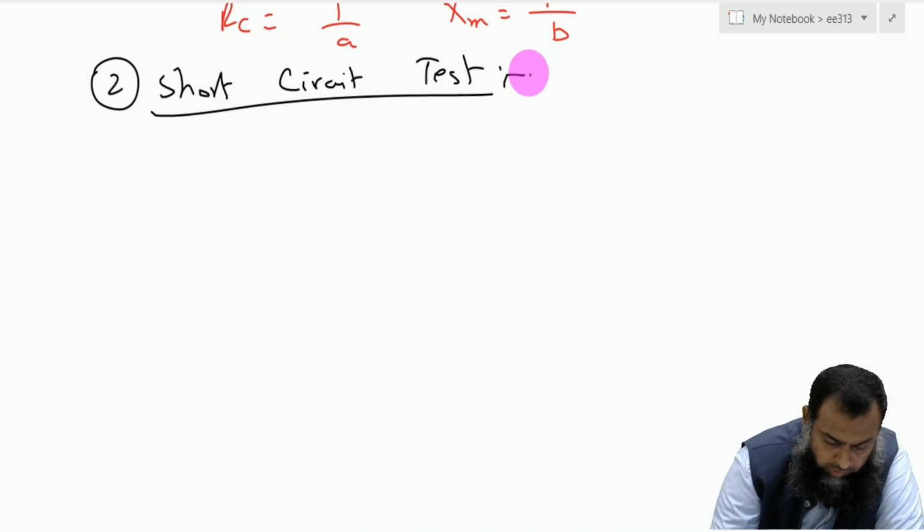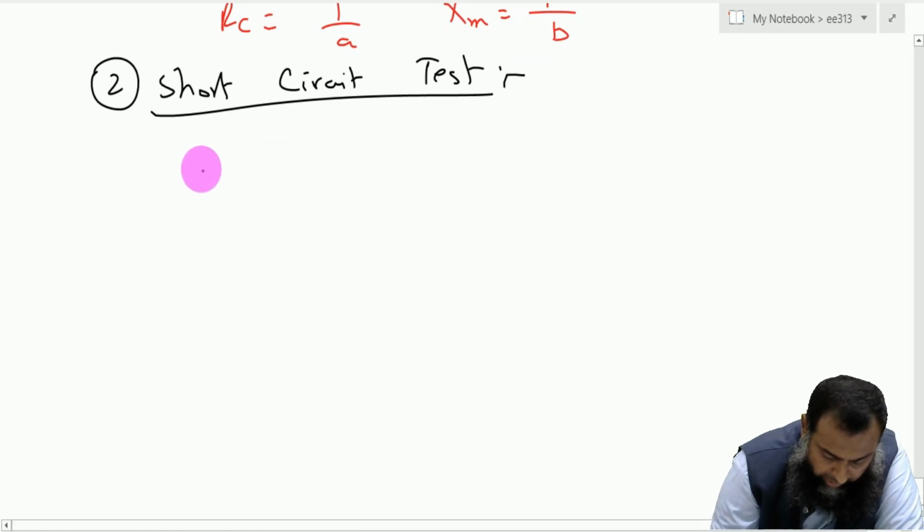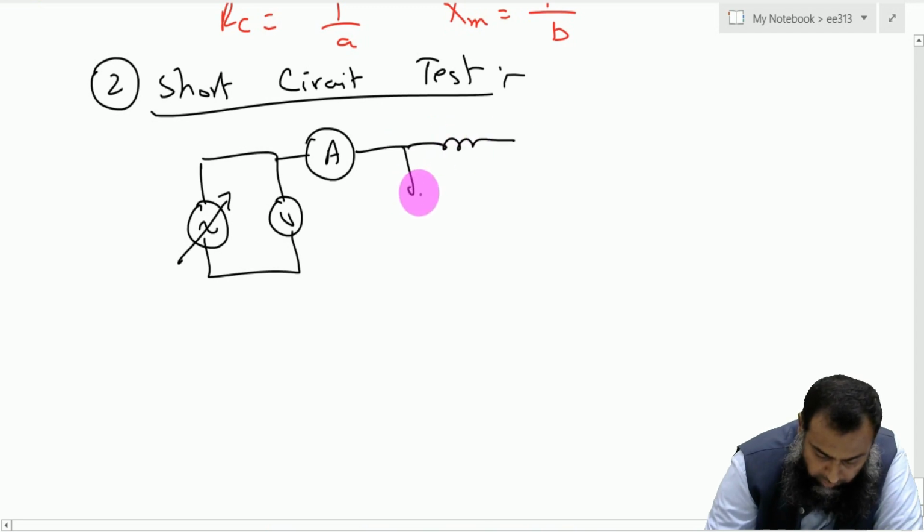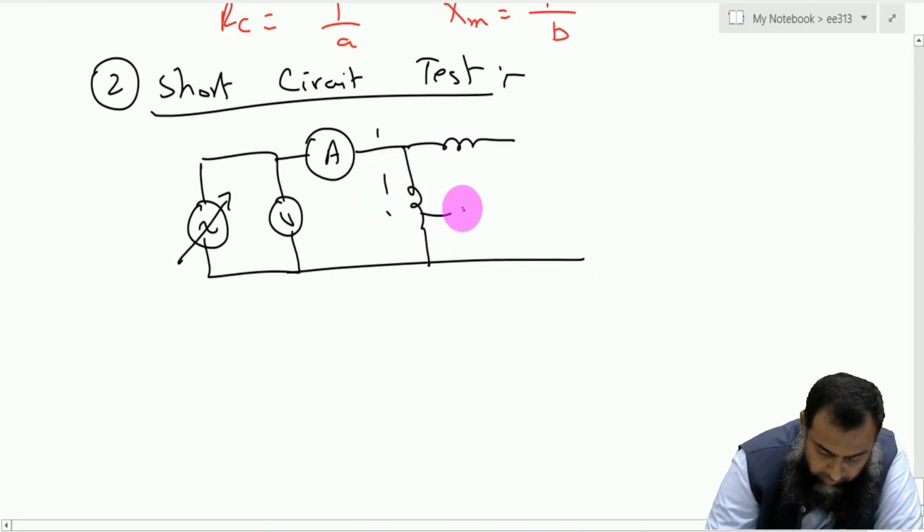So the scheme is quite simple. Again, we have a variable AC supply, we have the voltmeter here, we have the ammeter here. Here we have the wattmeter. This is again the wattmeter.